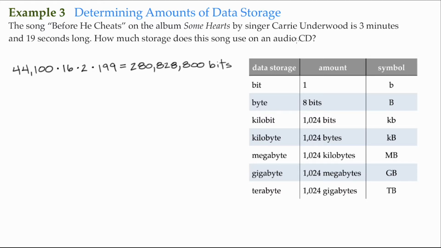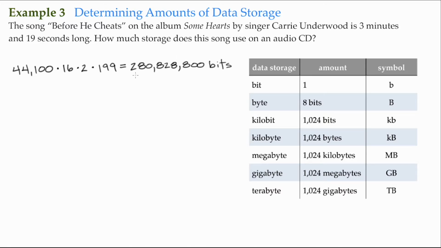Now, typically when we want to know how much storage or how much data a song uses, we never give it in terms of bits. That's the smallest unit of measure. Most of the time we give it in megabytes, or if it's very large, like an entire album, we'll say that it's in gigabytes. So we're going to transfer this into megabytes.